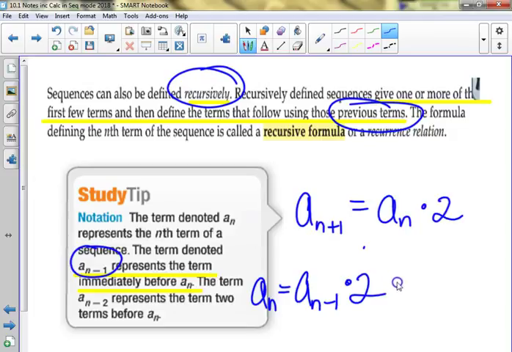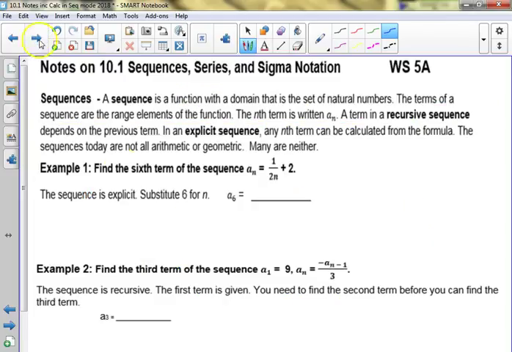And usually when our book does this, they'll say where n is greater than or equal to 1, or here you'd have to have like, yeah. Anyway, I'm just moving on. All right, so that's what's at the top of your notes. Let's go through a couple quick things here.